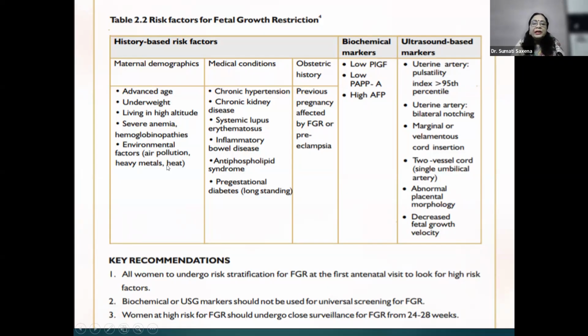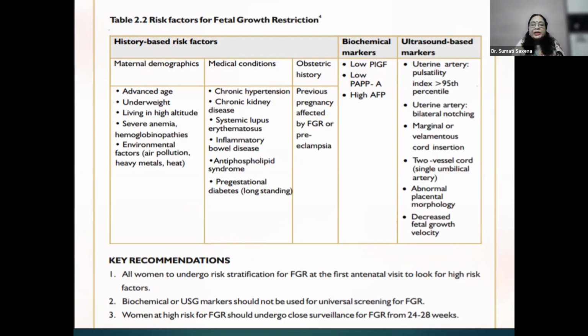And in the medical conditions in the mother, it is chronic hypertension, chronic kidney disease, SLE, that is systemic lupus erythematosus, inflammatory bowel disease, antiphospholipid syndrome, or pregestational diabetes. These all conditions can lead to FGR in the present pregnancy.